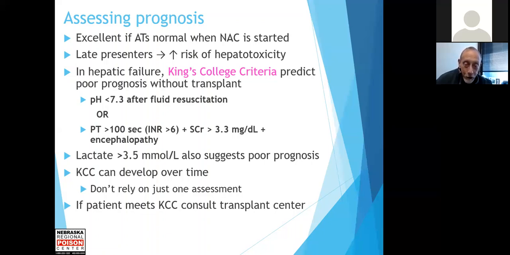So the King's College criteria, though, are not going to be set in stone. They're going to evolve over time. So these are going to determine, are they going to survive without a transplant? And if they meet the King's College criteria, their survival without a transplant is going to be on the order of 10 to 15%. Yes, it's possible, but not that likely.